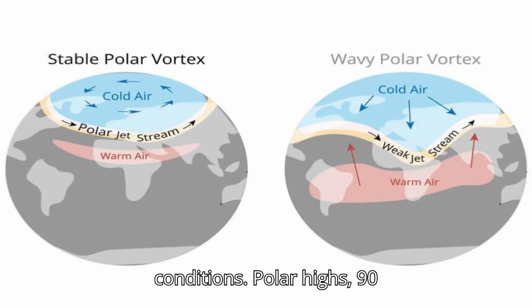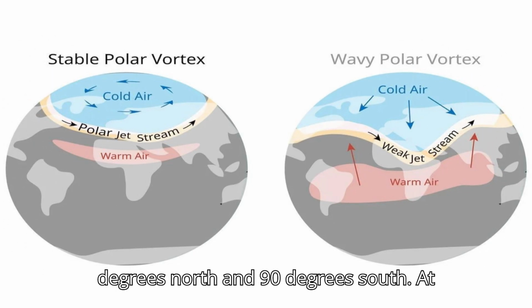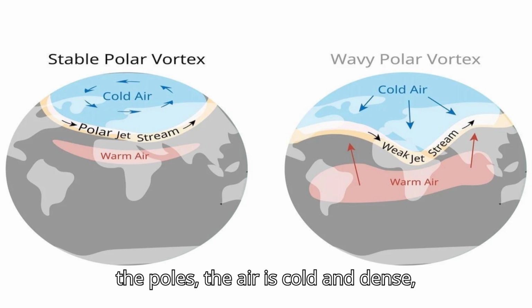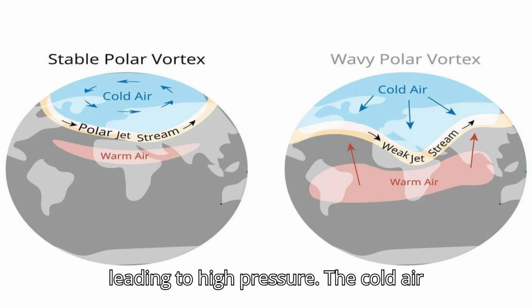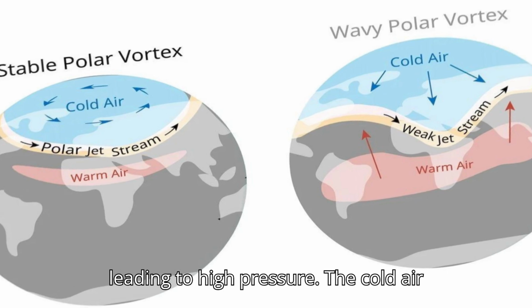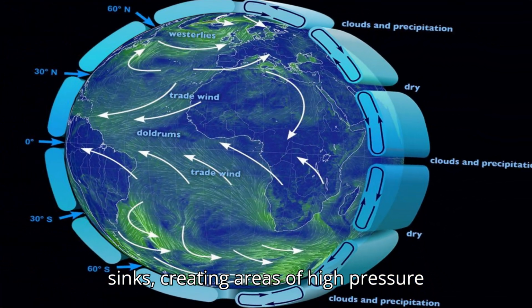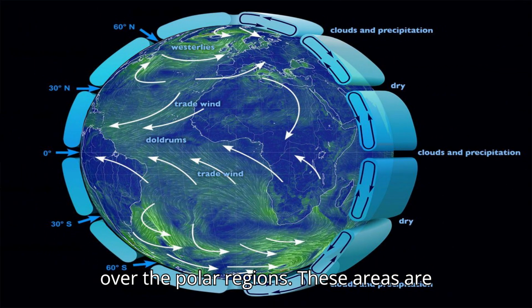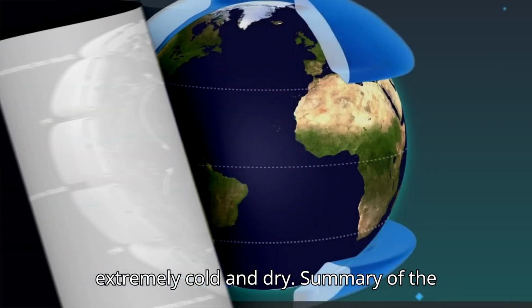Polar highs, 90 degrees north and 90 degrees south. At the poles, the air is cold and dense, leading to high pressure. The cold air sinks, creating areas of high pressure over the polar regions. These areas are extremely cold and dry.